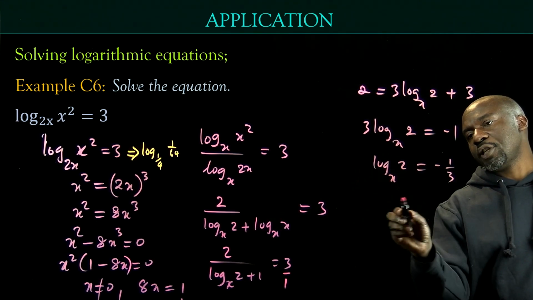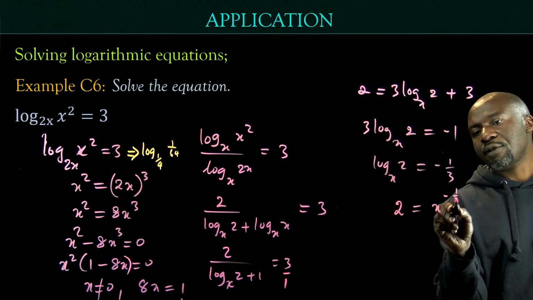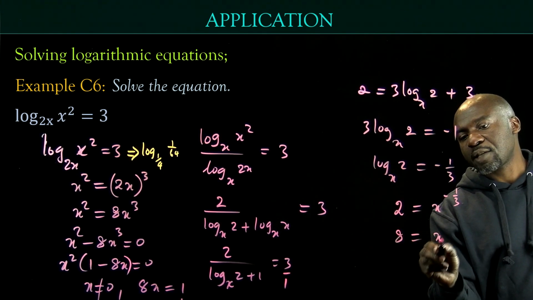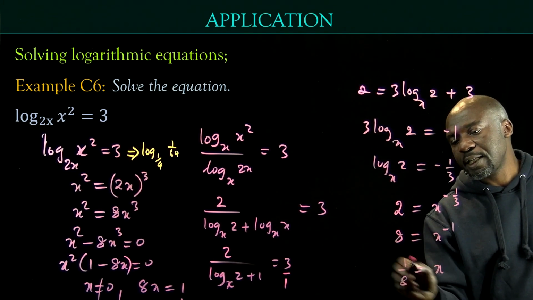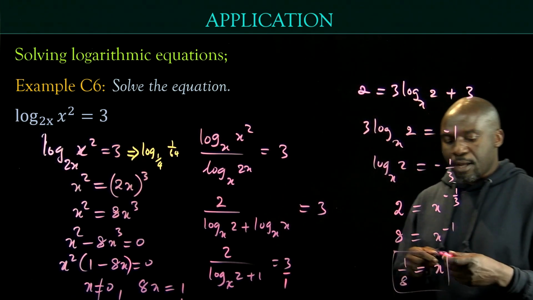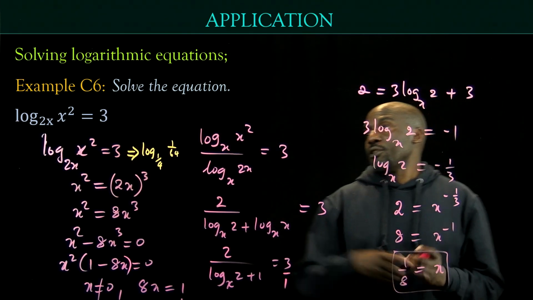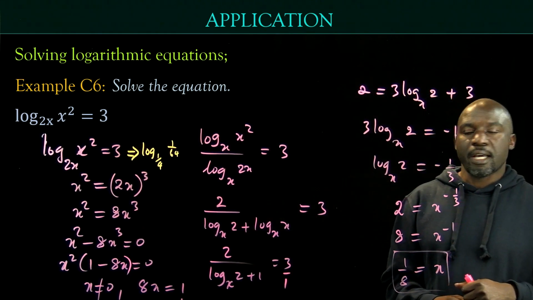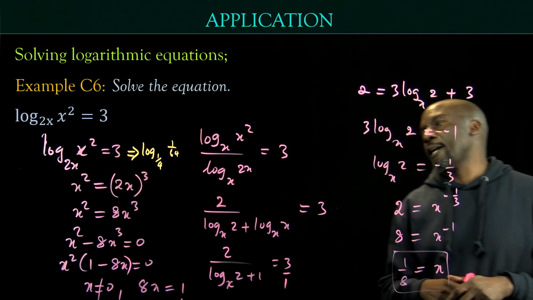Change to exponential notation, 2 becomes x to the power negative 1 over 3. We cube both sides, we get 8 is x to the power negative 1, and so x is the same as 1 over 8. We end up with the same answer. Clearly this is a slightly longer approach than the first one that we did, but it doesn't really matter. If you substitute in the value that we got, you should see that this is in fact true.